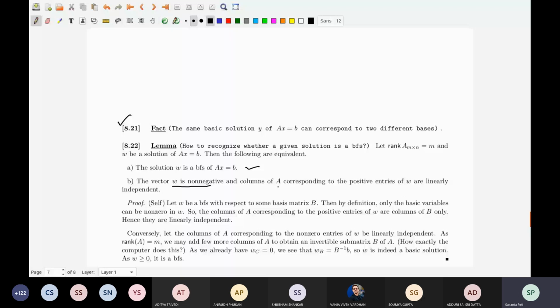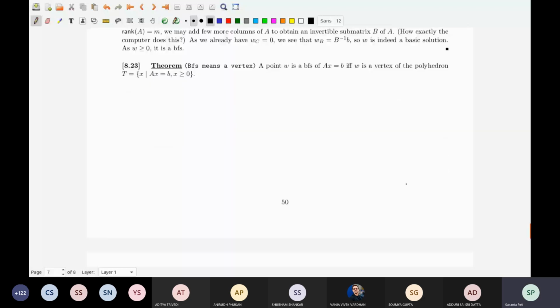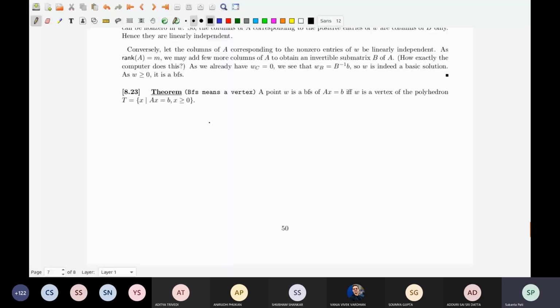The proof is very trivial, you read it. Let me do this one, let me tell this one a little bit. A BFS means a vertex. So suppose that w is a BFS of Ax equal to b.